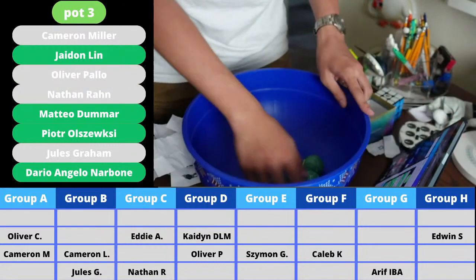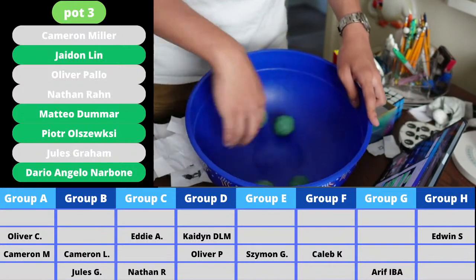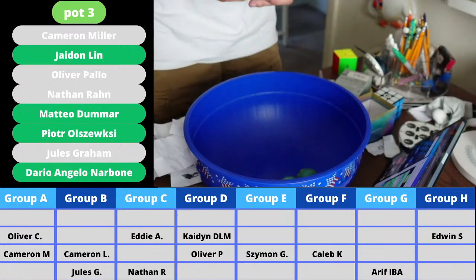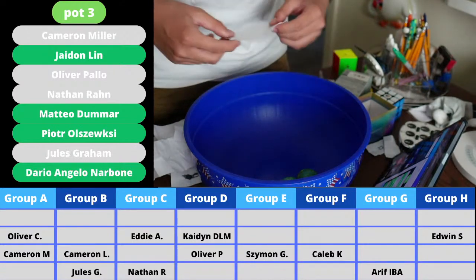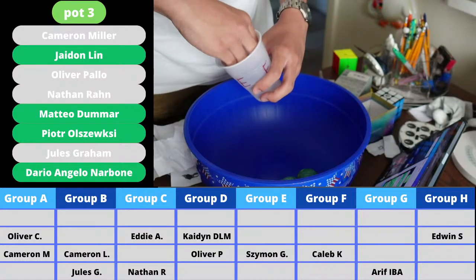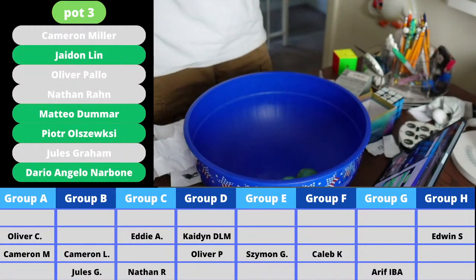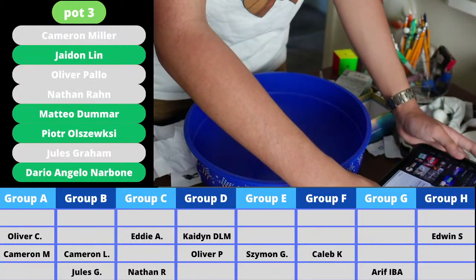All right, let's move on to group E. In group E, we have Dario in group E. See what position they will be in. Will be in position E4. Dario will be in position E4.